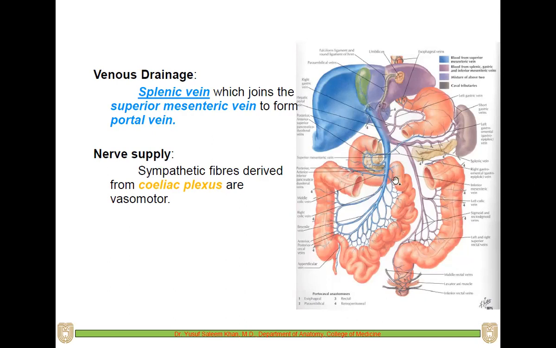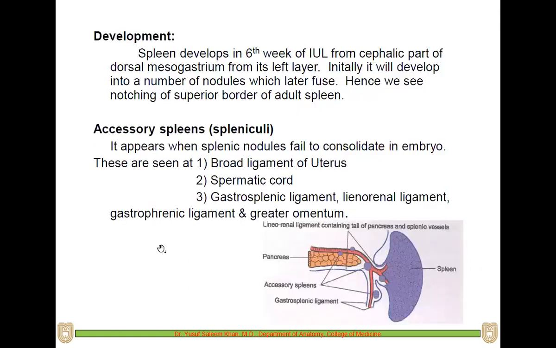And what you are seeing here, this is the inferior mesenteric vein, which also drains into the splenic vein before the splenic vein joins with the superior mesenteric vein. Coming to the nerve supply, it will be by the sympathetic fibers derived from the celiac plexus, which are vasomotor to the spleen. Okay. Now, finally, coming to the development of the spleen.